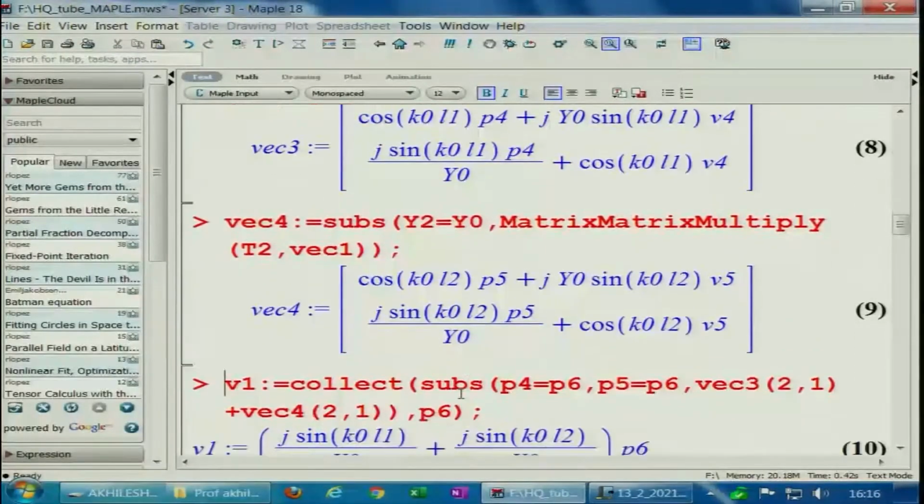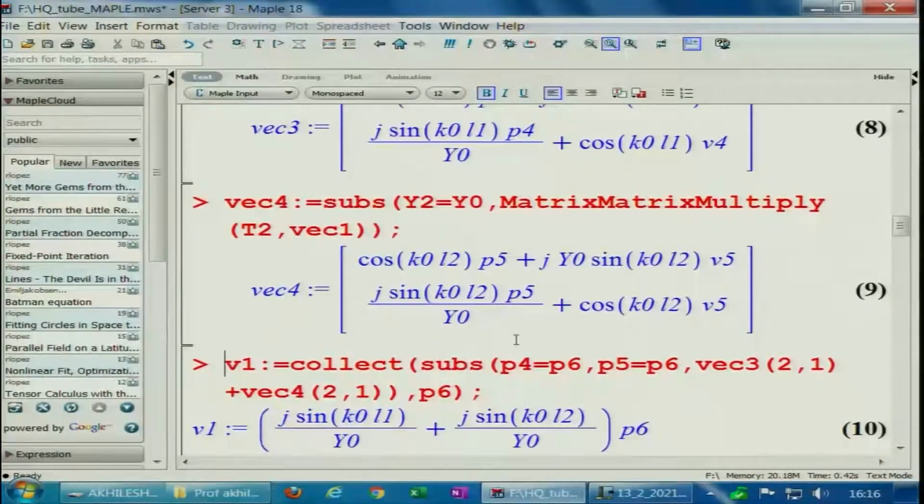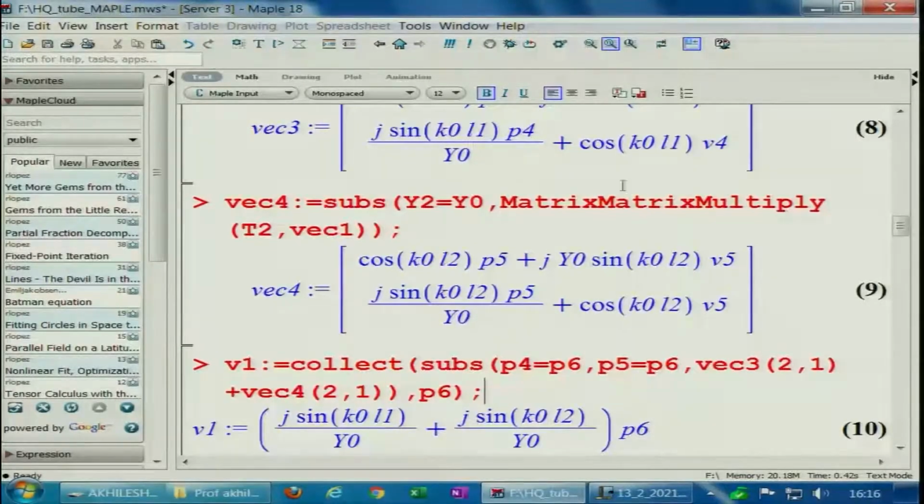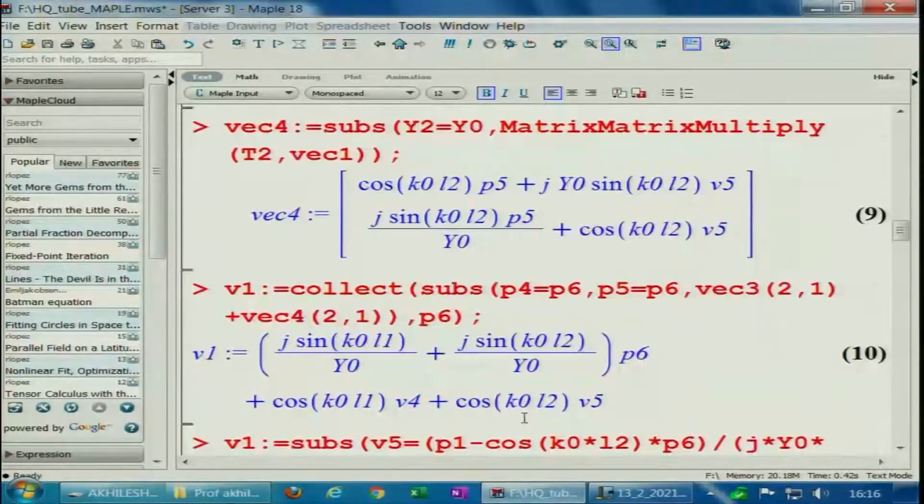So, then what we do is that we substitute in place of P4 and P5 P6, that is what we have done here, and vector 3. So, we have substituted this in vec 3 2 1, 2 1 means the second row, and for vec 3 and second row of vec 4. Why are we doing this? Because as we realize first, it is V1 is equal to V2 plus V3. So, we are getting V2 and V3 in here, and then we are doing all this algebraic manipulations.